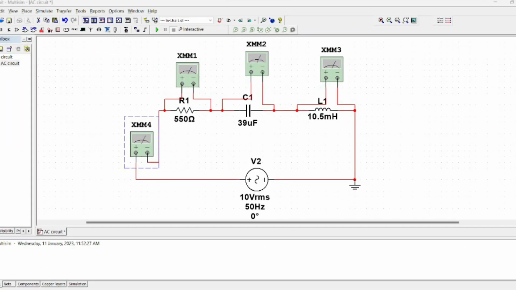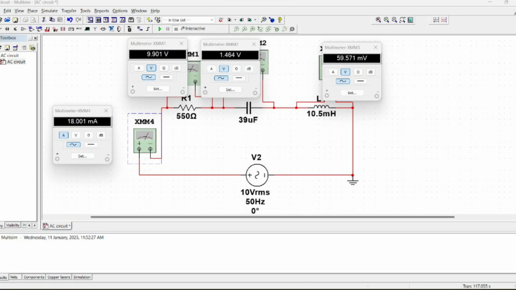For the simulation of our circuit, let me explain. First thing first, we use Multisim software to construct our circuit. As you can see, this circuit is also constructed in simulation using the three components we use in our lab. First, we use the 515 ohm resistor, 39 microfarad capacitor, and 10.5 millihenry inductor. So, this is our result in simulation.